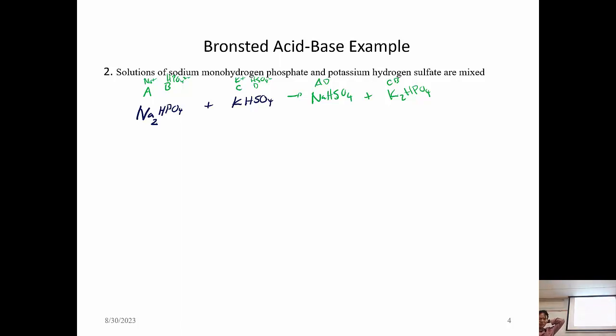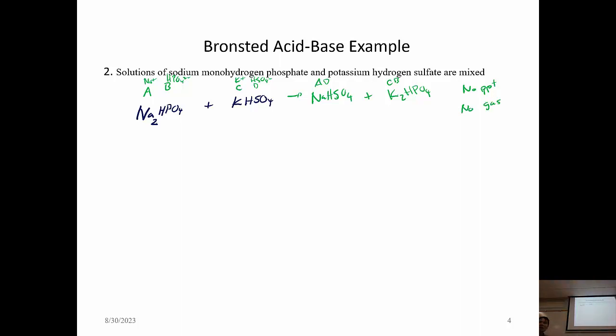The first thing I look for is precipitate. The problem is all sodium salts are soluble. All potassium salts are soluble because they both belong to group one. Group one salts are all soluble. So there's no precipitate. All right, that's okay because all we need is one driving force. Do you see any gas formation? No. Neither of those are gases. Those are just salts. No gas.